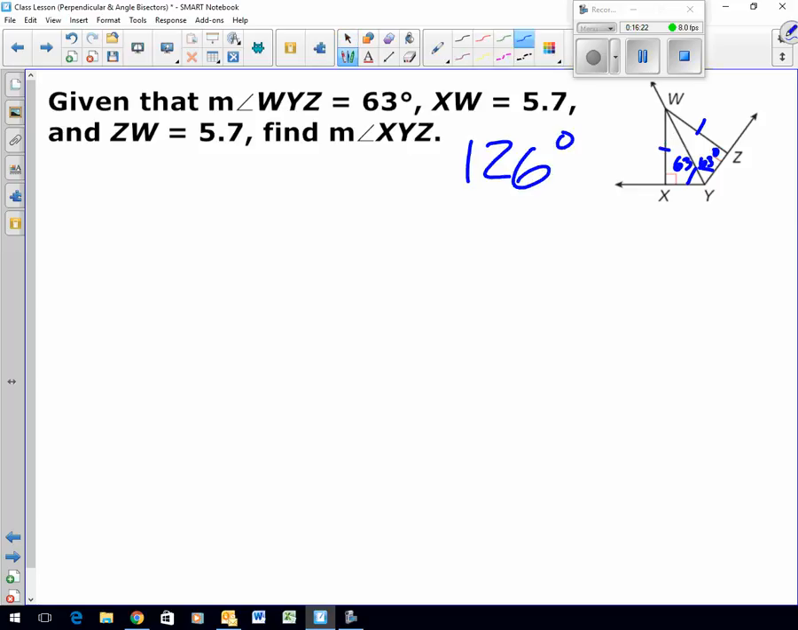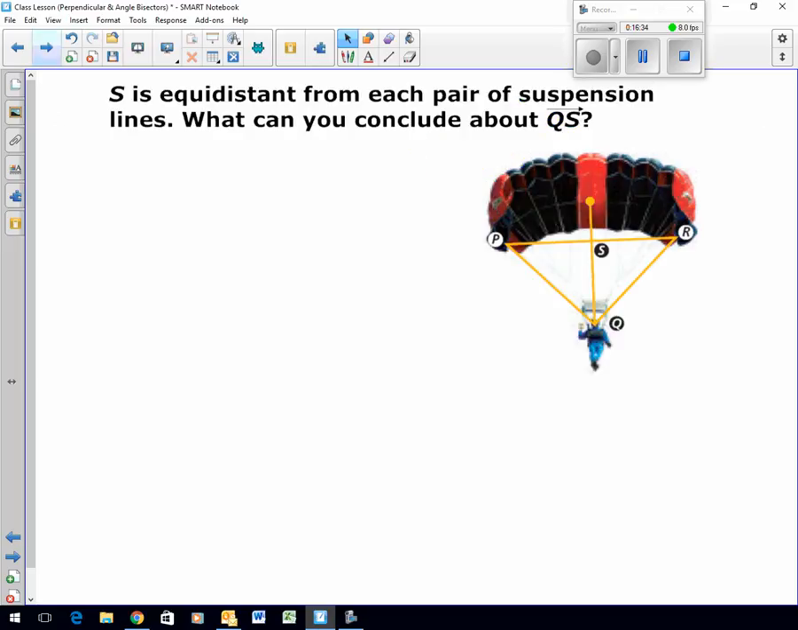Whenever the distances are equidistant, you'll have an angle bisector, and they form 90-degree angles. Okay? Look at this one. We'll do this one together.